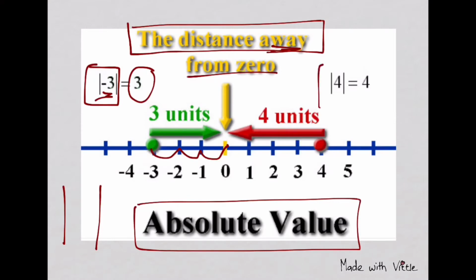Look at 4. How far is that from zero? Meaning, what is the absolute value of a positive 4? So you look at your number line, of course, it's going to be 4 spaces from zero. Therefore, it's 4 as the answer.